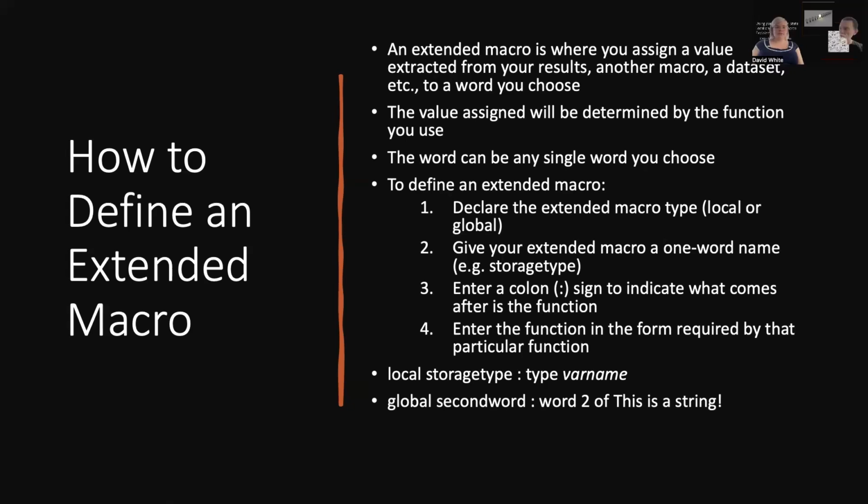Word 2, I'm saying the second word of, and then "this is a string" is the string that I'm talking about. So it's the second word of the string that I've given it after the word "of." So if we said word 3, it would give us "a," or word 4, "string."